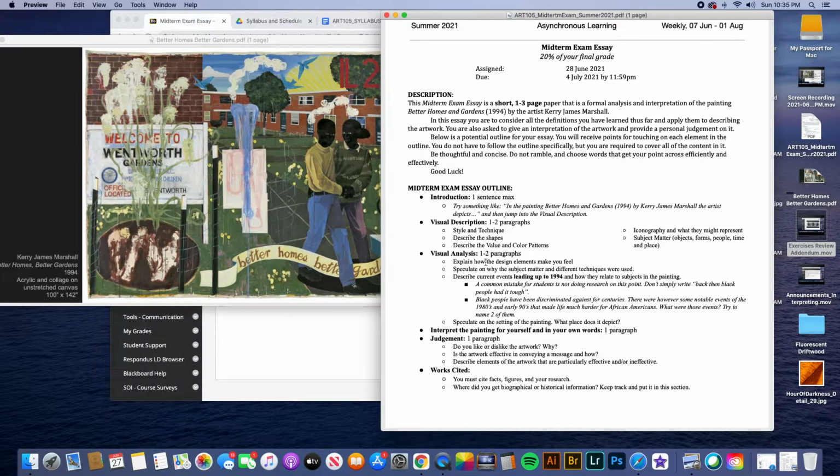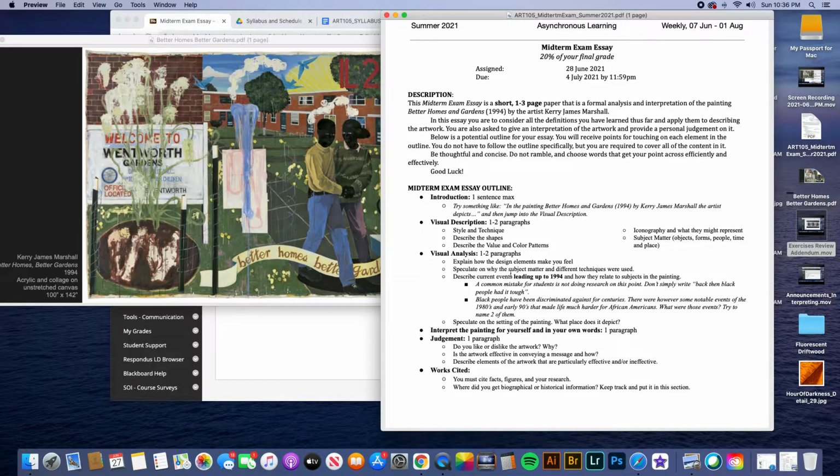And when you think about all of these elements, it's going to lead you into the visual analysis. So in 1 to 2 paragraphs, I want you to go back to these points and start figuring out, analyzing why these elements are there and what's going on. Explain how the design elements make you feel. Talk about the emotion that the elements have.